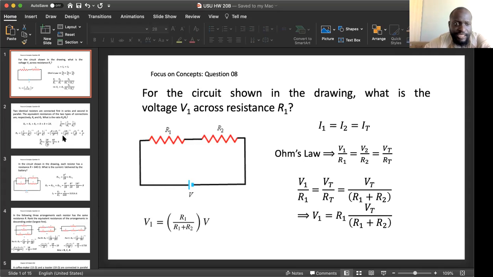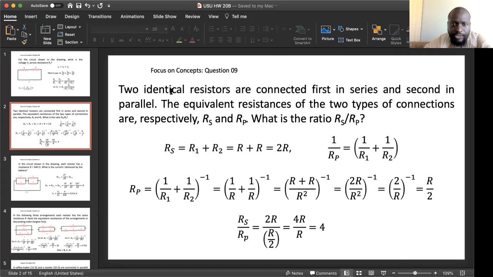Okay. The next problem says, focus on concept question 09. Two identical resistors are connected first in series and second in parallel. The equivalent resistances of the two types of connections are respectively R series and R parallel. What is the ratio of R series over R parallel? So they're identical. So for series, we know we add algebraically, R1 plus R2. So since they're identical, it's just R plus R, in this case, 2R. For parallel, 1 over R1 plus 1 over R2 equals 1 over R total in parallel.